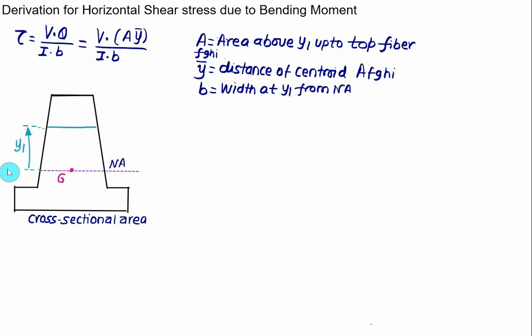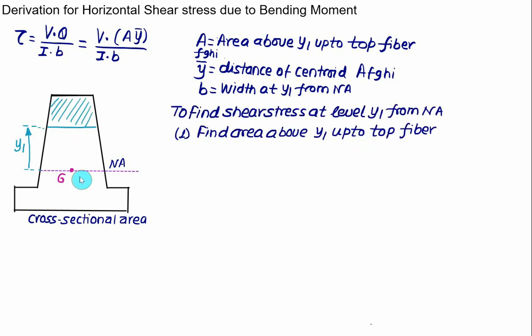Whatever the fiber you get, if you take the fiber above the G, then you have to hatch the area above it. First thing, you have to locate here the distance y1 at which we are interested to know the shear stress. Hatch the area from this fiber up to the top fiber if we are above, and if we are below, then you have to hatch the area from that fiber up to the bottom fiber. Once you know the area, let's say this area equal to A, B, C, D, then you have to find out the centroid of the area. So you have to find out first what is the area A, B, C, D.